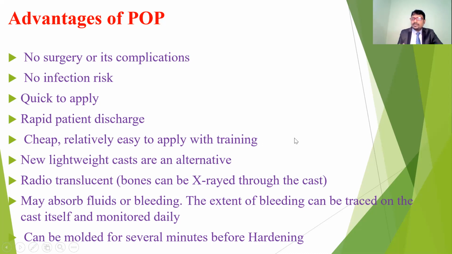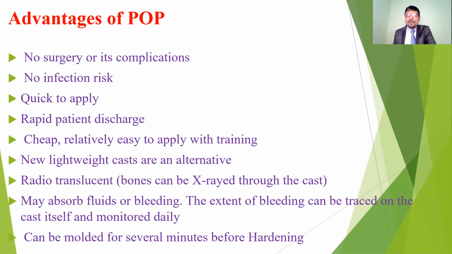Sometimes if the person is unable to bear the weight of the slab or the POP, we can use a lightweight one with synthetic materials. And also radiolucency. In the case of POP, we sometimes use radiolucent material, so we can take X-rays through the fracture immobilization areas also. And we may observe fluids or bleeding, and the extent of the bleeding can be traced on the cast itself and monitored daily. So if we apply the POP, we can monitor how much bleeding is occurring.